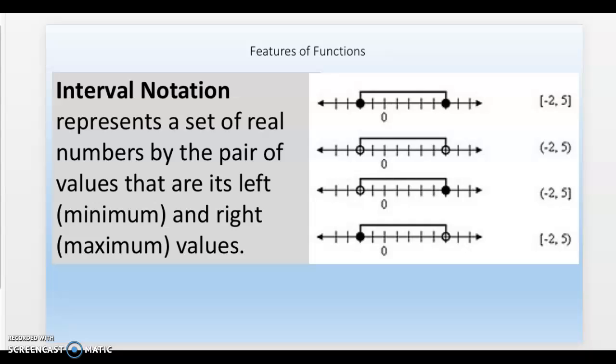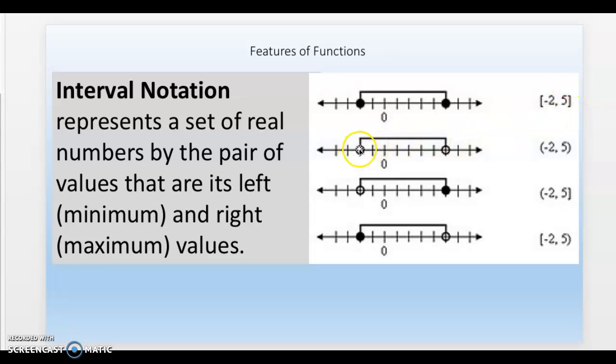Guys, interval notation, all right? It's just a way that we can represent a set of data. We do it by a pair of values that are the boundaries, the maximum and minimum values. Sometimes we call it the left and right values of the function, okay? In this case up here, this number line goes from -2 to 5, all right? And it includes -2 and 5. So we put a square bracket. That means includes, or it's a closed bracket.